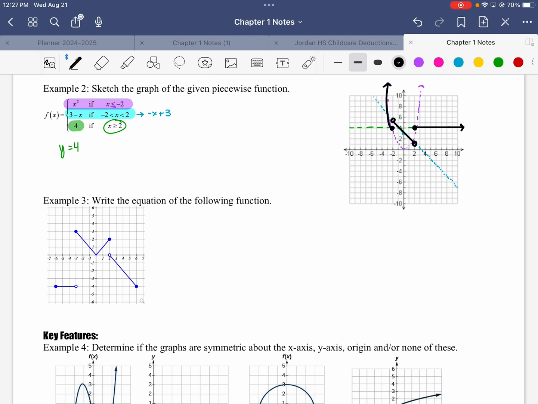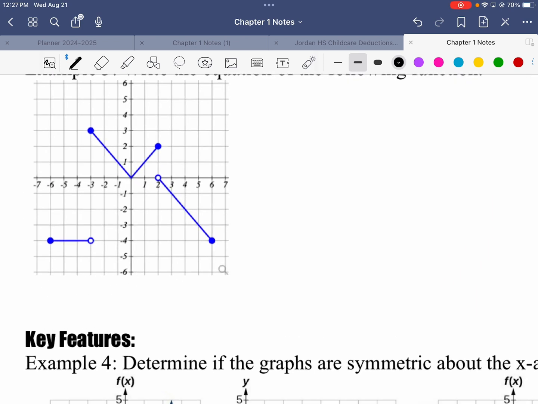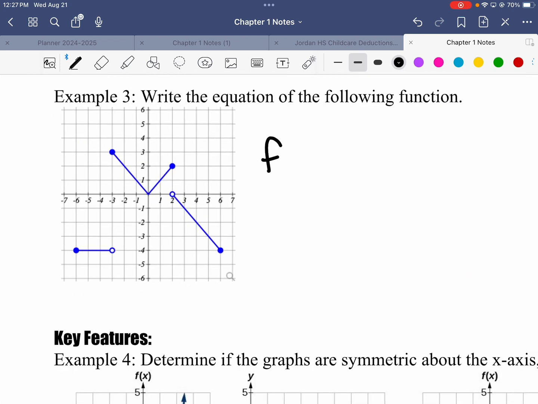All right. How do we go the other way? How do we look at the graph and figure out what the heck the piecewise function is? I'm going to be honest, this is a lot harder in my opinion. This is a pretty big skill jump.